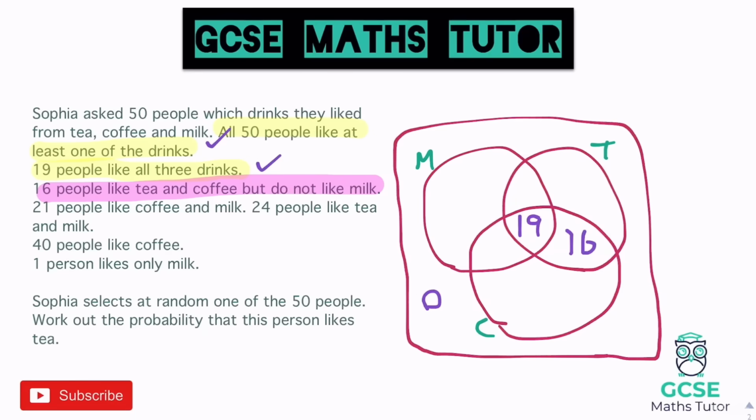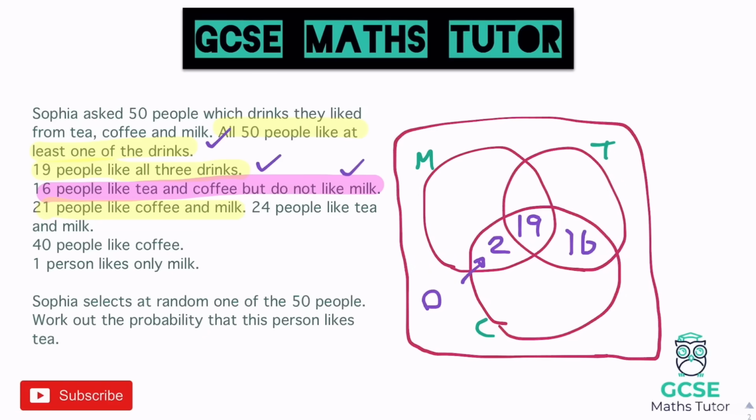It then says 21 people, let's swap to another colour, 21 people like coffee and milk. I'm just going to get rid of that because I've got too many things going in there. So 21 people that like coffee and milk, well let's have a look. Coffee and milk is this crossover here, but also includes that 19. It doesn't say 21 people like coffee and milk but don't like tea. So if 21 people like coffee and milk, well, we've already got 19 in there that like coffee and milk, so that's going to be an extra 2 that makes that up to 21 there in that little crossover with coffee and milk. 19 of them also like tea, but then 21 in total like coffee and milk. So that's that one dealt with.